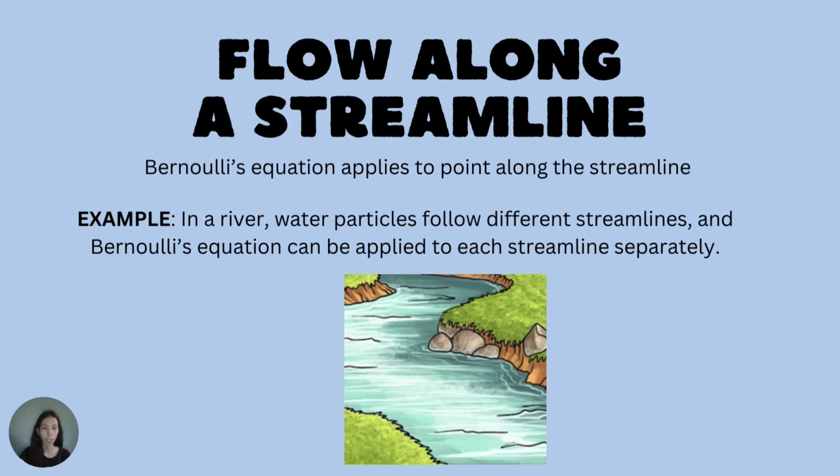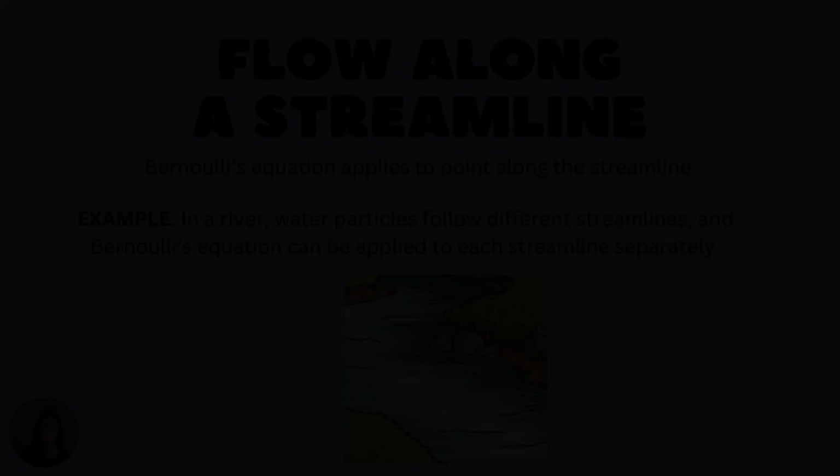So for example, in a river, water particles follow different streamlines, and Bernoulli's equation can be applied to each streamline separately. Bernoulli's equation helps in understanding how the flow velocity and pressure vary as water moves through different sections of the river. For instance, near the surface where the flow velocity is typically higher due to reduced friction, the pressure is lower compared to deeper parts of the river. These variations in pressure and velocity can influence the distribution of forces and turbulence within the river.